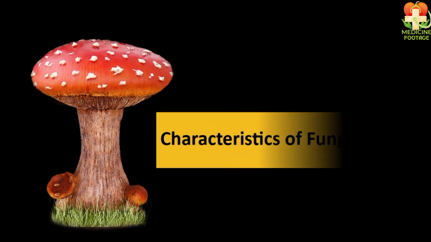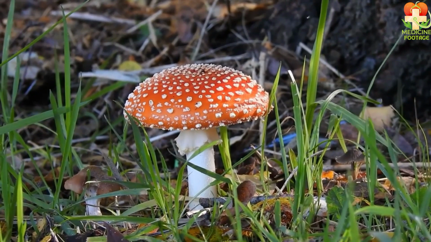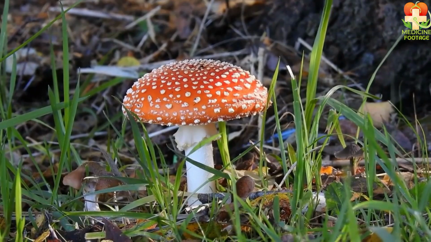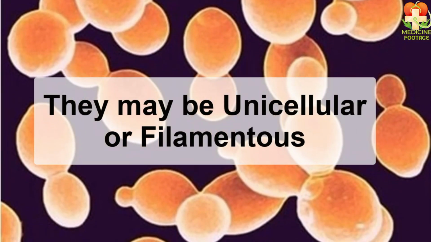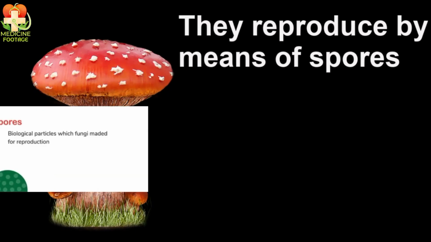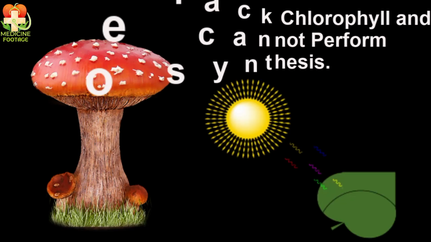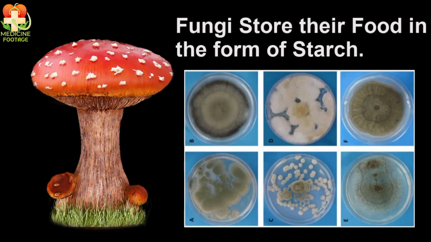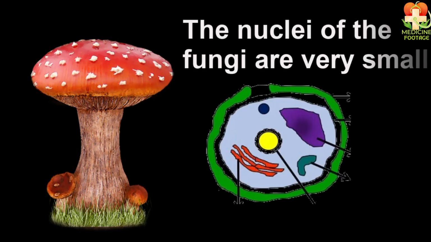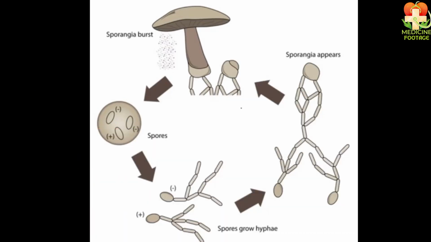Now, let's move on to the characteristics of fungi. Fungi are eukaryotic, non-vascular, non-motile, and heterotrophic organisms, which I have already explained. Do you know that fungi can be unicellular or filamentous? As mentioned before, these filaments are called hyphae. Fungi reproduce using spores. They do not contain chlorophyll, as plants do, so they are unable to carry out photosynthesis. Fungi store their food in the form of starch, and their nuclei contain very small nucleoli. Fungi can reproduce both sexually and asexually, which means they have multiple ways of reproducing.